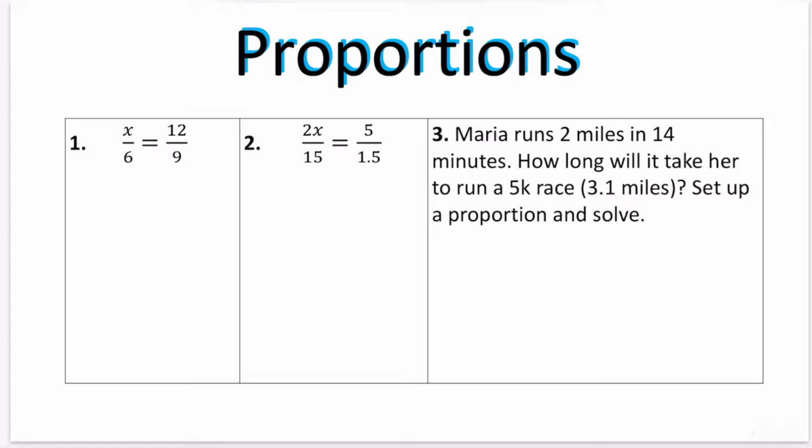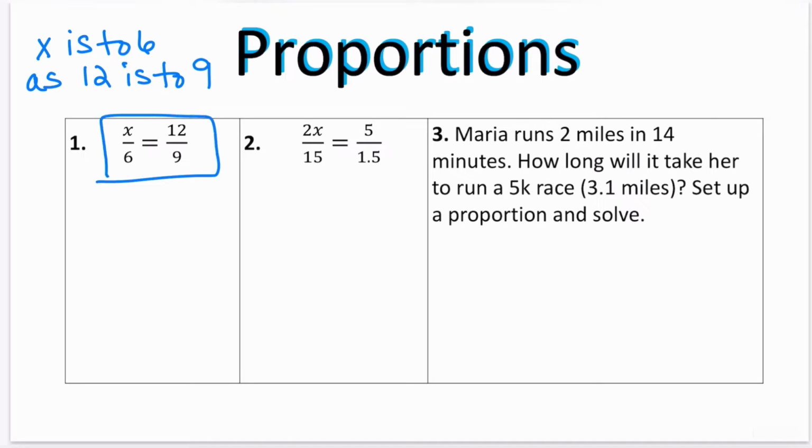I can say in words, x is to 6 as 12 is to 9, and that will be the same thing as question number 1. I could write x with a colon is to 6 as 12 is to 9. That's another way to write the ratio. And the third way is what you see in front of you.